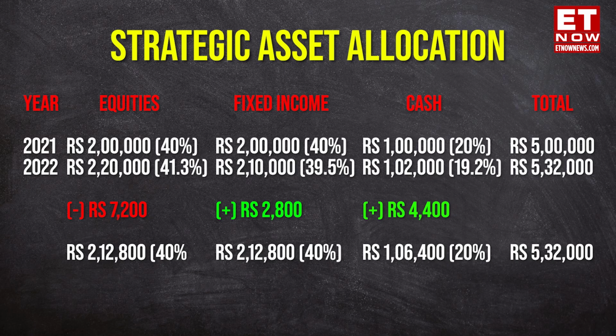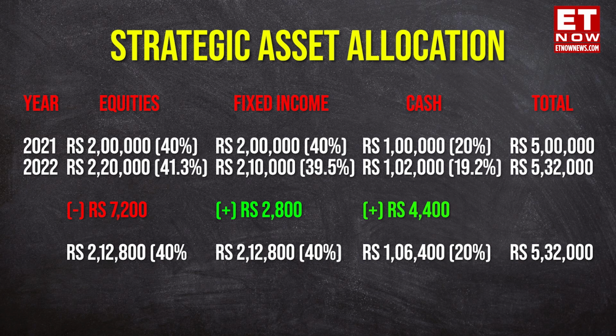Let me explain this with an example. Say I am 60 years old and have a conservative approach of investing. I have a strategic asset allocation of 40% equities, 40% fixed income and 20% cash, and have 5 lakh rupees portfolio, and I rebalance it annually. Now in 1 year's time, say the equity component gained 10%, fixed income gained 5% and cash gained 2%. Now my portfolio composition looks like 2,20,000 rupees from equities, 2,10,000 from fixed income and 1,02,000 from cash.